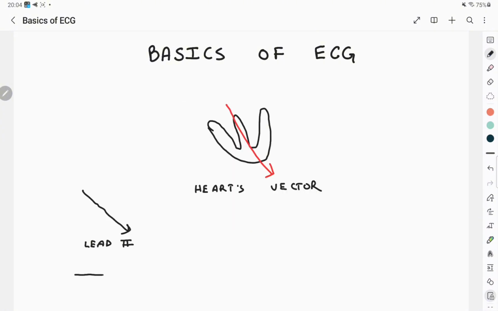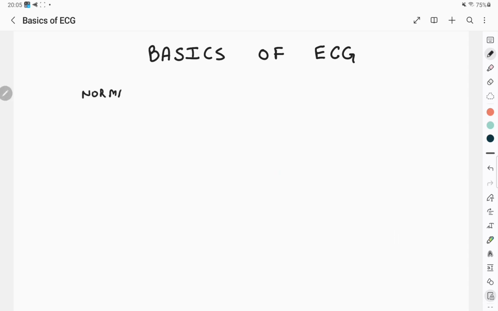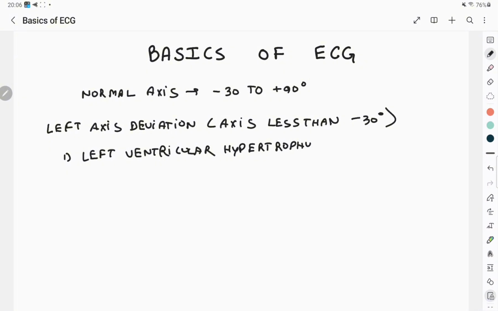If the heart's vector points toward a lead's positive terminal, the ECG line jumps upward. If it points away from the positive terminal, the ECG line dips downward. If the heart vector is perfectly perpendicular to the lead axis, that lead records almost zero voltage. While the normal axis falls between minus 30 and plus 90 degrees, pathological changes can pull or push this axis out of bounds. Causes of left axis deviation include left ventricular hypertrophy, where the left wall gets thick, creates more electrical voltage, and takes longer to depolarize, pulling the overall axis hard to the left.